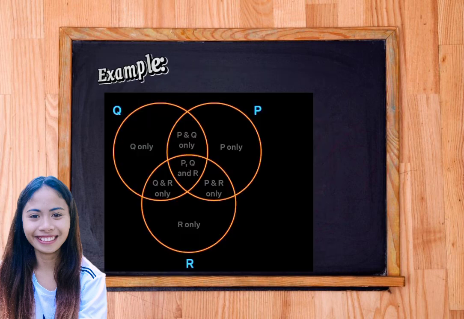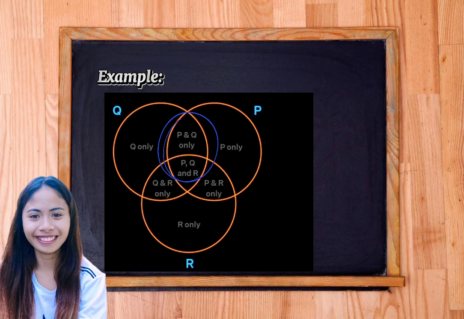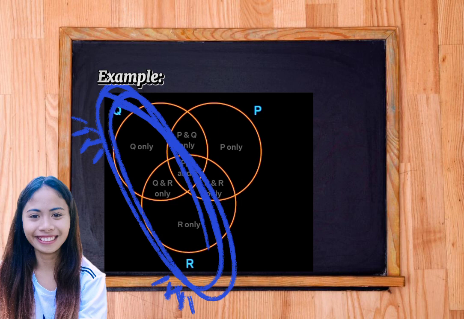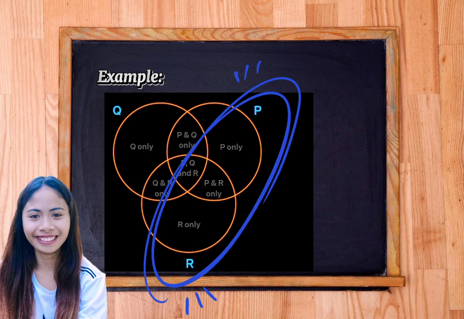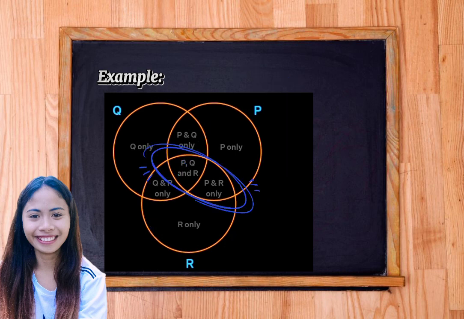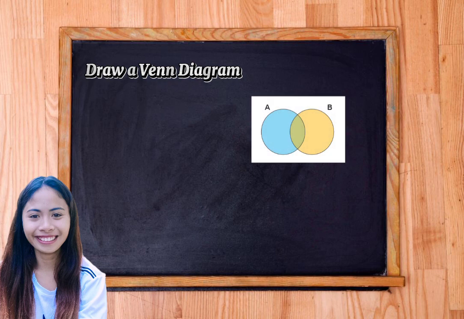Let's consider the given example. Some important observations from the given image: elements in P and Q is equal to elements in P and Q only plus elements in P, Q, and R. Elements in Q and R is equal to elements in Q and R only plus elements in P, Q, and R. Elements in P and R is equal to elements in P and R only plus elements in P, Q, and R.